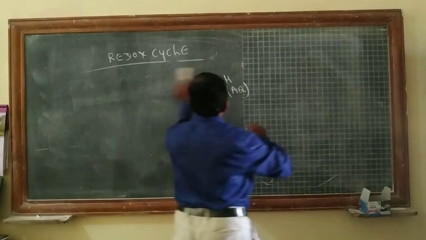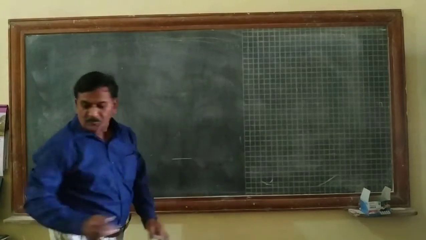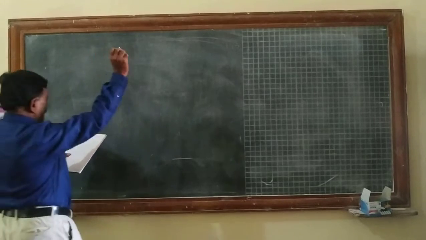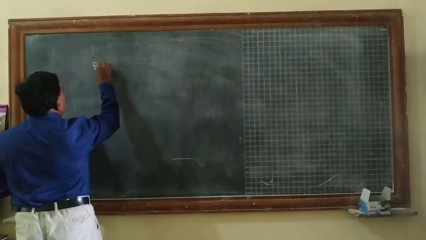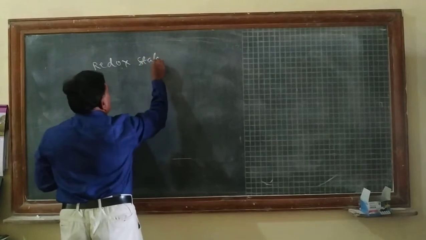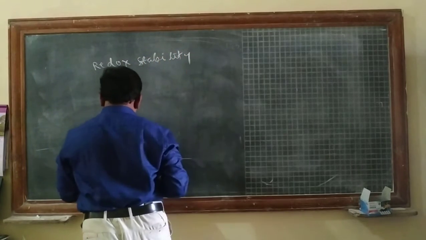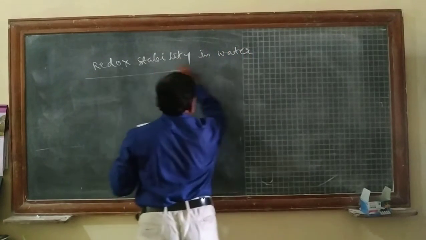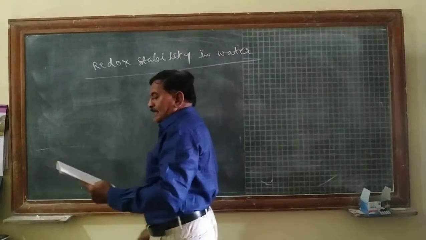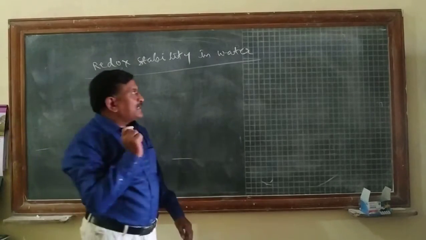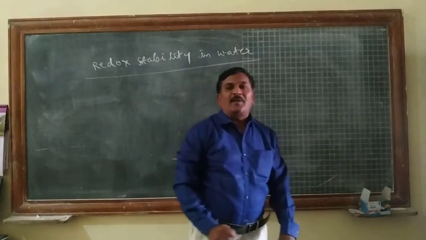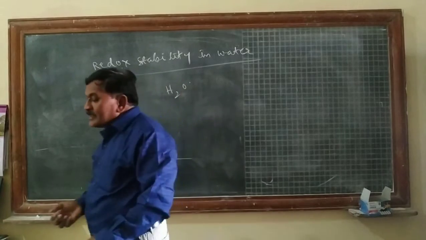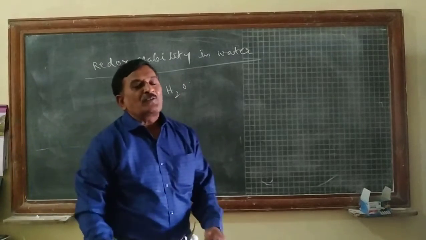The next topic in this chapter is the redox stability in water. That is the reduction of water and the oxidation of water. So what does redox stability in water mean? The water molecule is H2O, and this H2O undergoes both processes, oxidation as well as reduction.